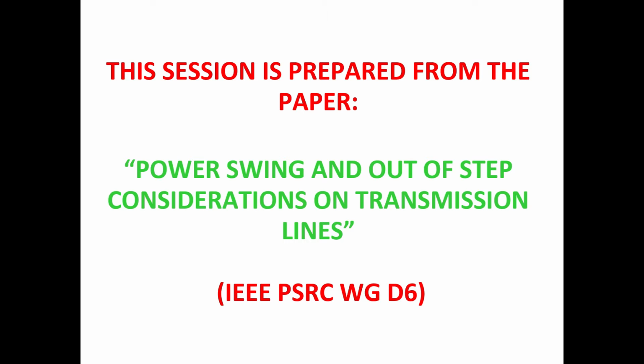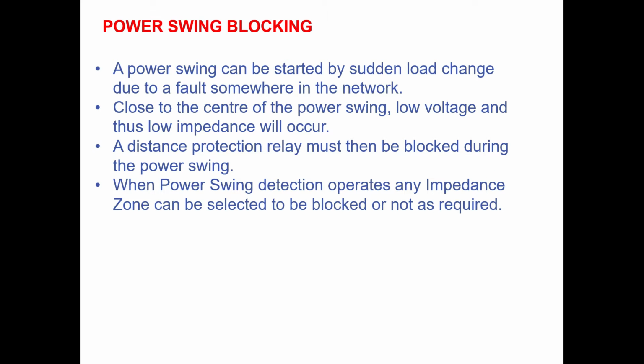This session is prepared from the paper Power Swing and Out of Step Consideration on Transmission Lines. This paper was published by IEEE PSRC Working Group D6 and is open source material available on Google. It was published way back in 2003-04 when multiple grid failures were observed across the US and Canada, and after that power swing blocking came into limelight. In this paper, the various detection methods of power swing were discussed in greater detail. So now we will start with what is power swing blocking and then the different methods of blocking.